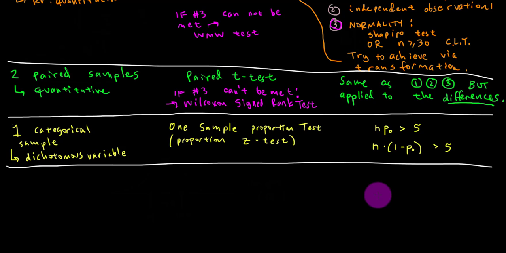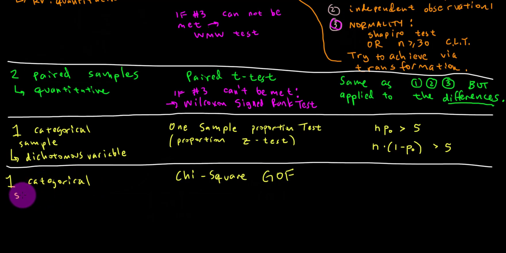The next item on the yellow side is the chi-square goodness of fit test. And that applies, again, when there's only one categorical sample, but there are many categories, right? It's not just 2 categories like succeed, fail, but there are multiple categories.